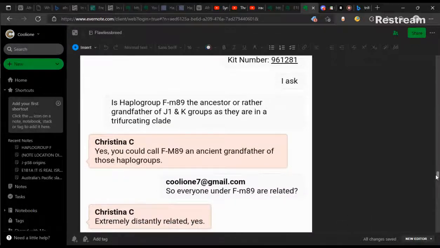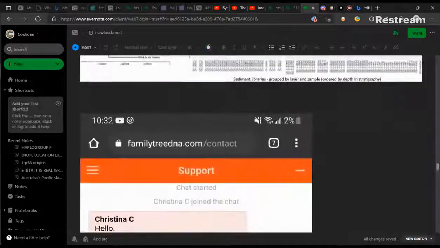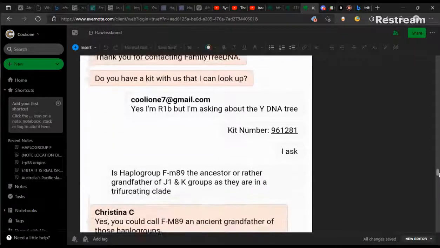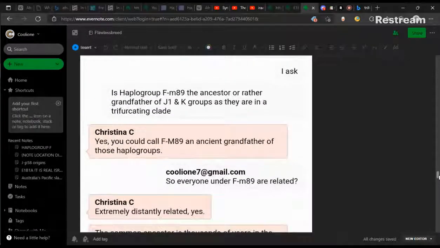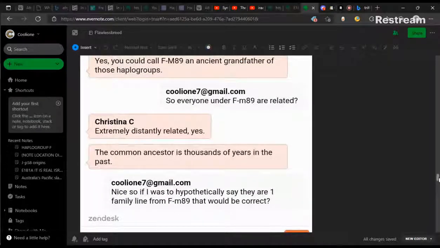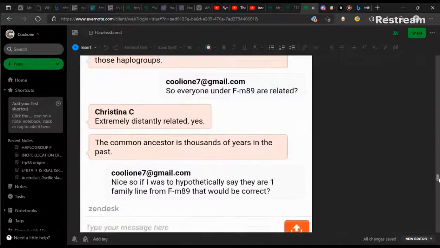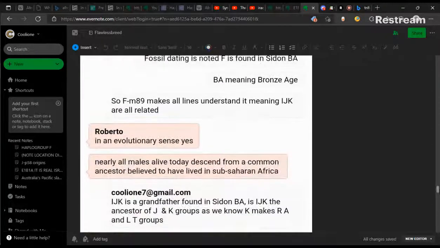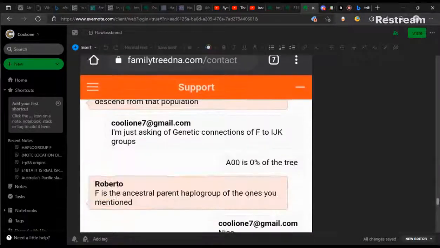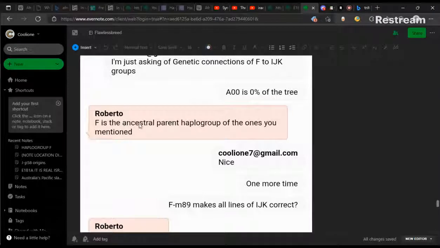It's very important. So you can see here, one more time, just a summary of that chat we had. I just had a conversation with two different people from Family Tree DNA. And what did I find out? I found out that everything under F is basically related, because everything under F makes pretty much everyone who is going to be IJK. So they're extremely related. And also, we had a conversation with one of her superiors, and he basically also confirmed, long story short, that F is the ancestral parent haplogroup of the ones mentioned, which F is the parent haplogroup of IJK.